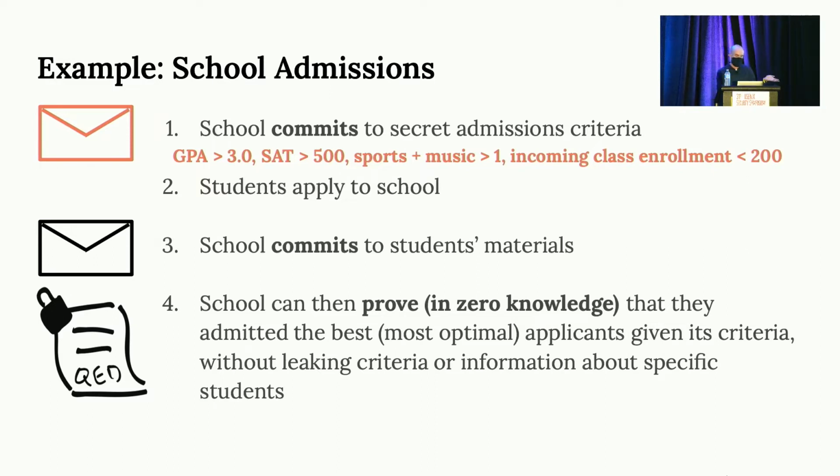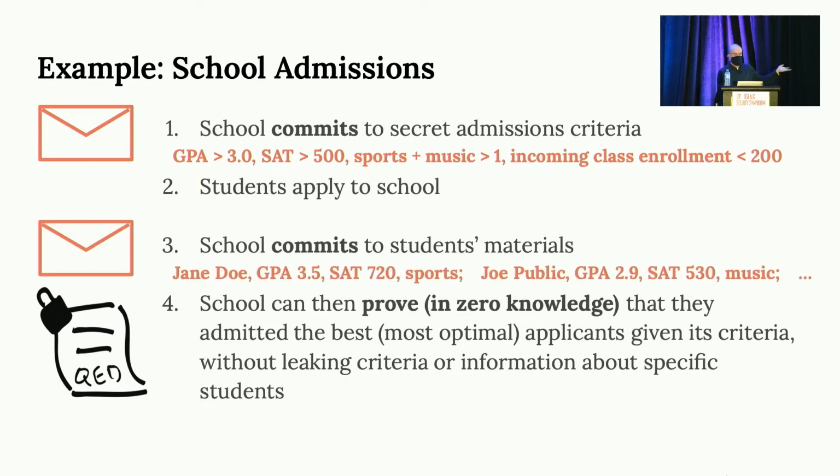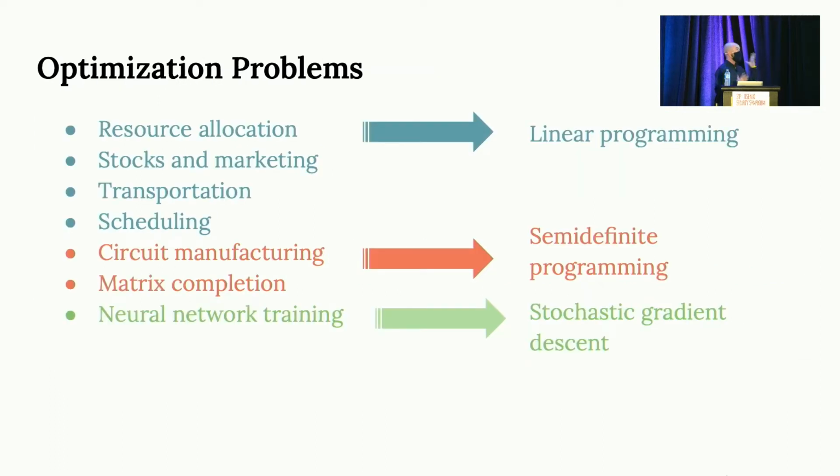So then students apply to the school and commit to their data. The school can then prove to everybody that for some set of applicants, those who were granted admission were the best choice for the school given its criteria. And they can do this in zero knowledge without leaking any information about their criteria or about the data of specific students. This is obviously a contrived example, but optimization problems are everywhere, notably resource allocation, scheduling, and neural network training.